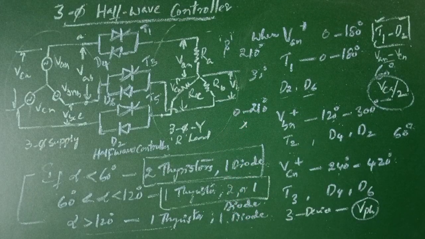So we need to give a firing signal from 0 to 210 degrees continuously, but in practice we separate this firing signal into 0 to 150 degrees and 150 to 210 degrees. We'll give two pulse signals.